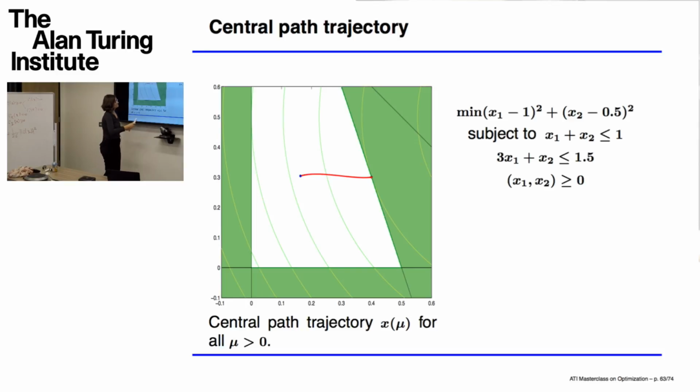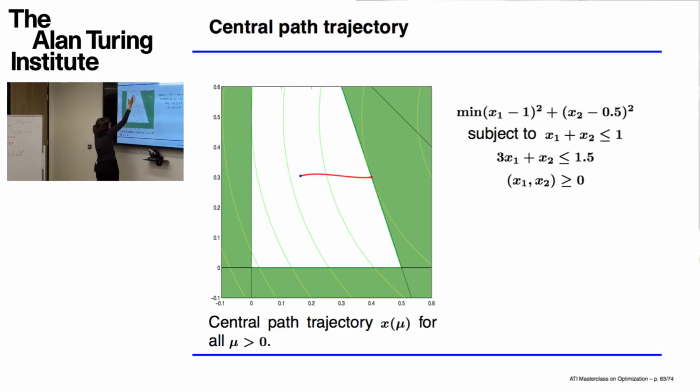So here's a quadratic objective with some linear constraints. This is my feasible set. This is my objective. And this line here goes from mu equals infinity to mu equals 0. It's a continuous path formed of the minimizers of the barrier. Each of the barrier functions is convex, so it has a unique, well-defined minimizer that's global. So this is the path of barrier minimizers, and you can see that as mu goes to 0, it goes to the solution of my problem.